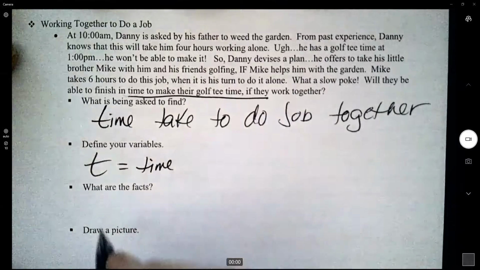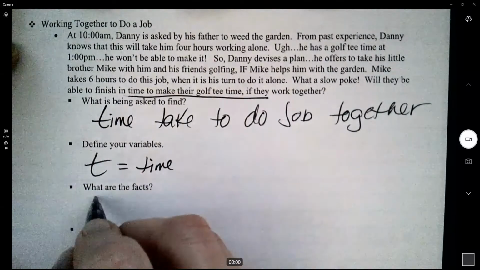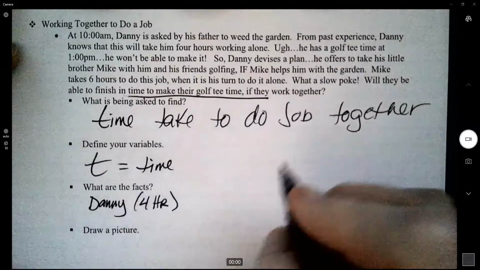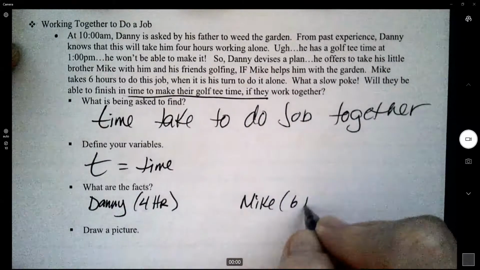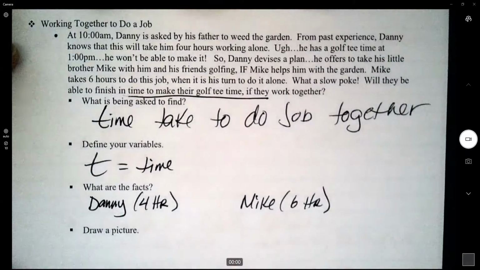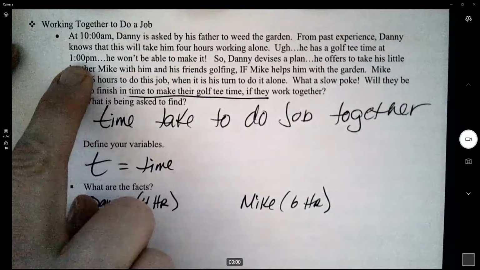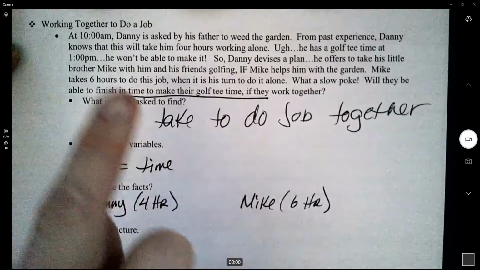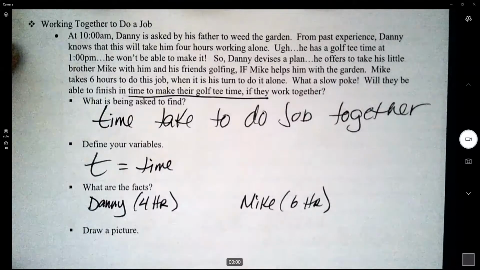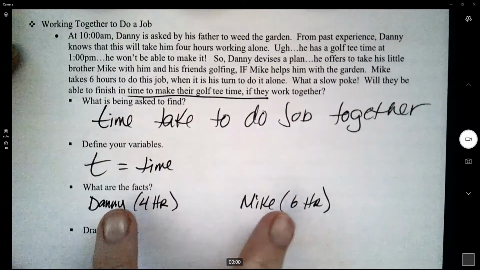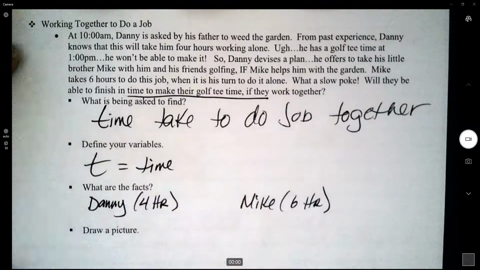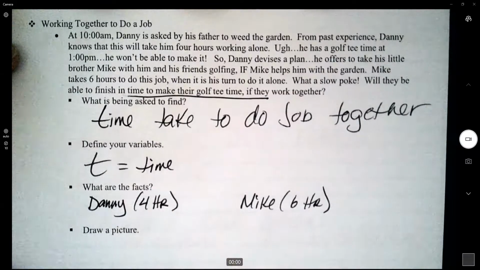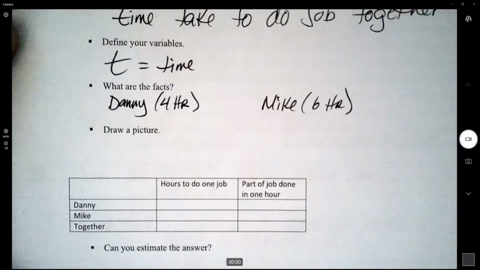Okay, we're defining that variable. Let's list all the facts. We know Danny alone takes 4 hours. We know Mike alone takes 6 hours. He wants to get this job done in only 3 hours. So we're trying to combine these two efforts together so he can get this done within that 3-hour period. Remember, Mike is a slowpoke, so we've got to make sure that we can combine these efforts. So let's figure out what we can do. Let's draw a picture. In this case, I think a table would be most useful.